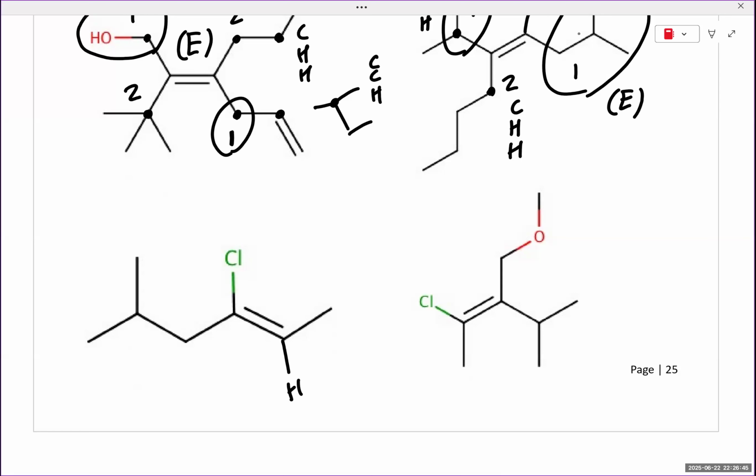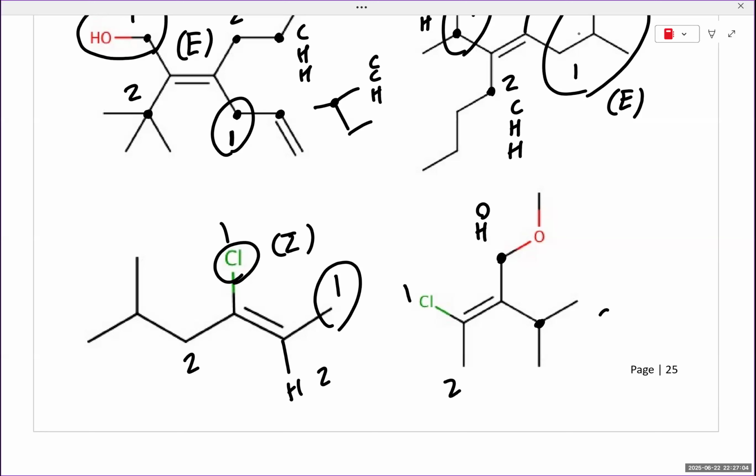Okay, so first and foremost, the methyl group is higher priority than hydrogen. Chlorine is higher priority than carbon. The highest priority groups are on the same side, so this is a Z alkene. By the same token, chlorine is higher priority than methyl, and a carbon attached to an oxygen and a hydrogen is higher priority than a carbon attached to a carbon and a hydrogen. Oxygen is the higher priority group. This gives us priority 1, 2. Since our highest priority groups are on the same side, this is also a Z alkene.